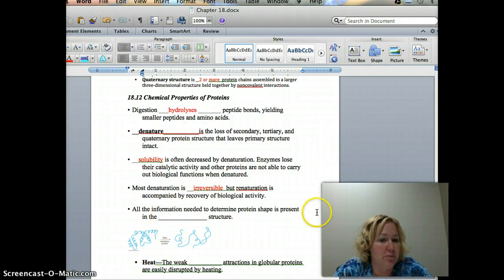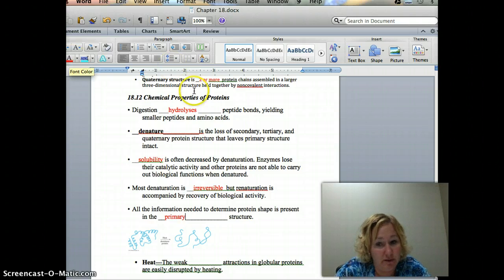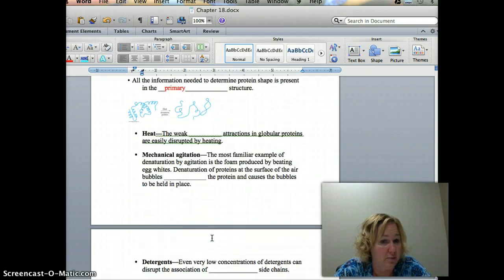All information to determine protein shape is present in the what? Give it to me. Come on. Primary structure. So you're not messing with the primary structure unless you're hydrolyzing the reaction. You might be messing with the folding and how it's folded. It's going to unfold and get all weird and denatured, but you still know what was there. You still know the primary structure, and that is really important.